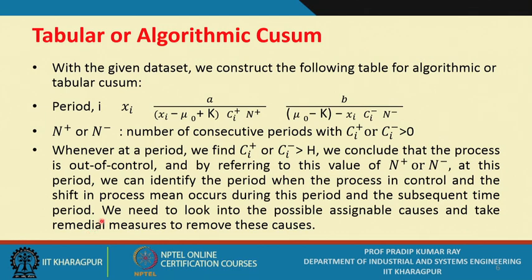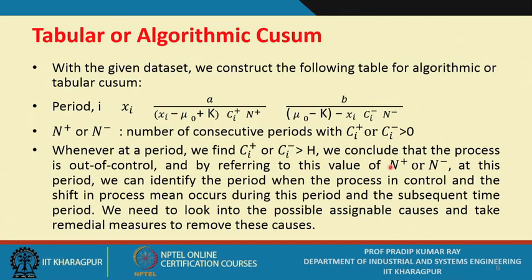Is it okay? That means what has happened, suppose you find that on say the 20th sample point, there is a value of Ci plus that has crossed the h value. Now you check the N plus. You find that the value of N plus is 5. That means what do you conclude? That 20 minus 5, that means the 15th point. Possibly in the 15th point something has gone wrong, and the process has gone out of control and it is continuing.